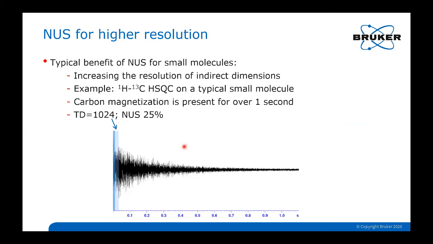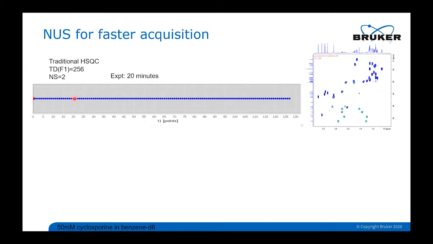So we're really not observing the majority of this signal. If we go out to 1024 points, we get a lot more of this, and we can combine this with 25% sparse sampling, which is going to give us an experiment that takes the same duration as the traditional HSQC. So again, the traditional HSQC is represented by a series of FIDs acquired with sequentially incremented indirect acquisition times.